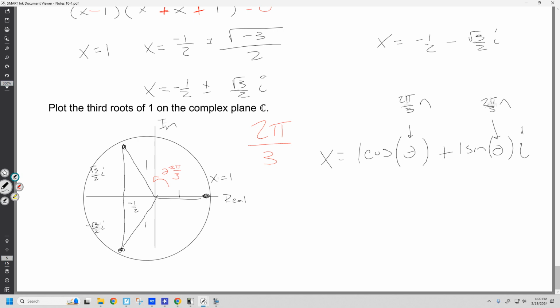And again, you're probably like, well, why do I have to write it like this? Because I know what the cosine of 2 pi over 3 is. It's negative 1/2. I know what the sine of 2 pi over 3 is. It's negative root 3 over 2. Well, here's the question at hand, which is why we're doing this.